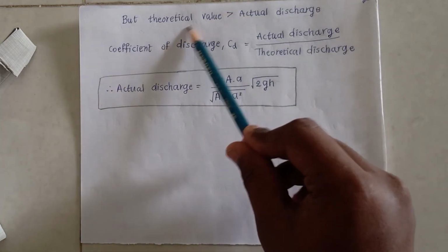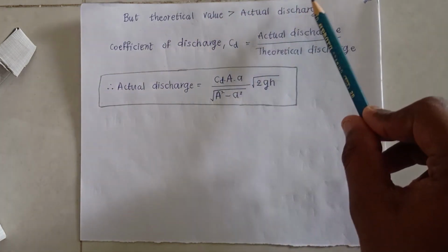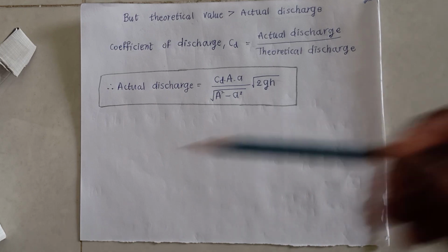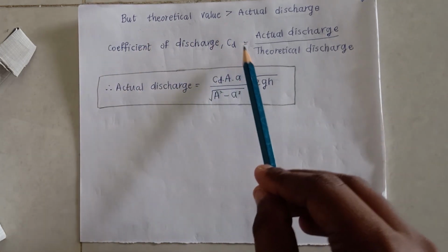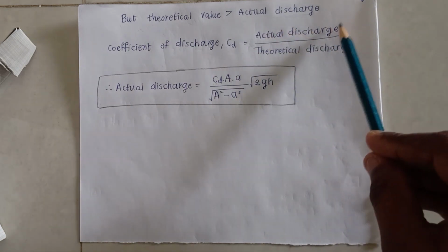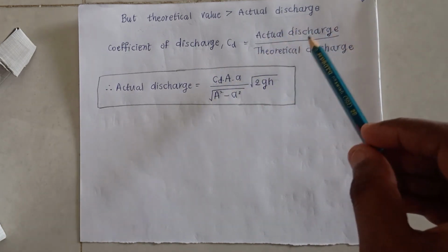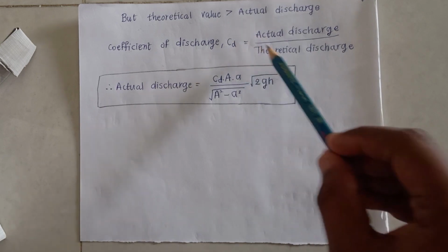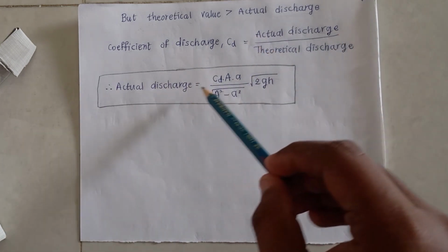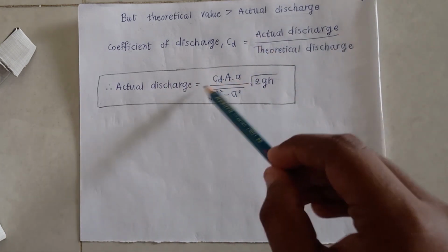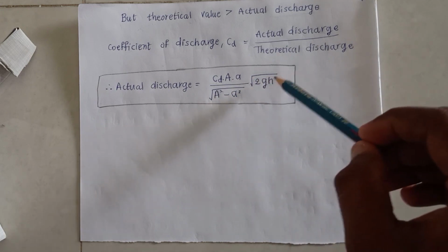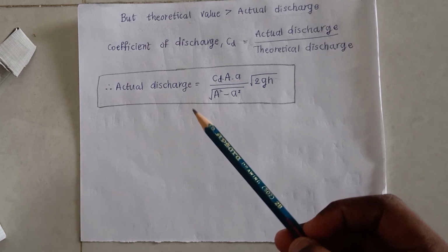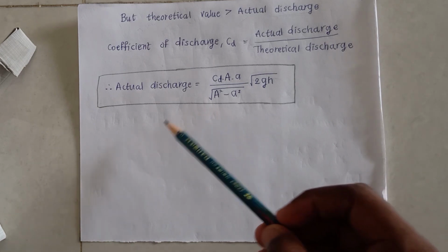Often the theoretical value will be greater than the actual value that we get. In order to account for that, we will use a term called coefficient of discharge, CD, which is the ratio of actual discharge to theoretical discharge. So we have actual discharge is equal to CD into theoretical discharge, which is equal to CD into capital A into small a by root of (capital A square minus small a square) into root 2gh. This is the formula for finding the volume flow rate through venturimeter.